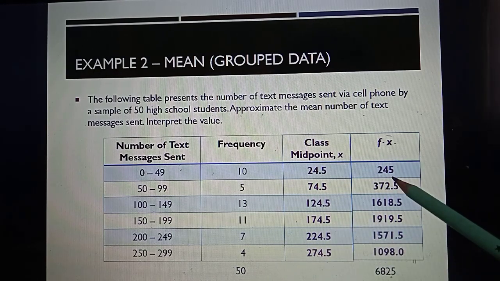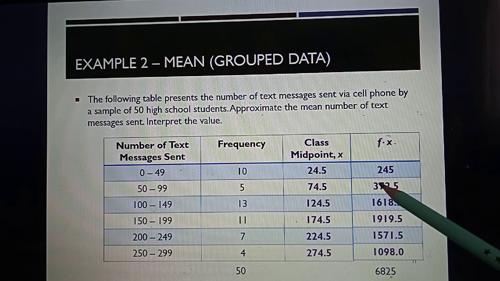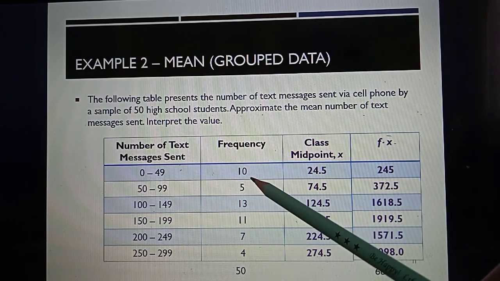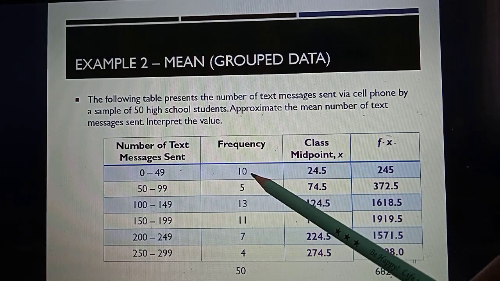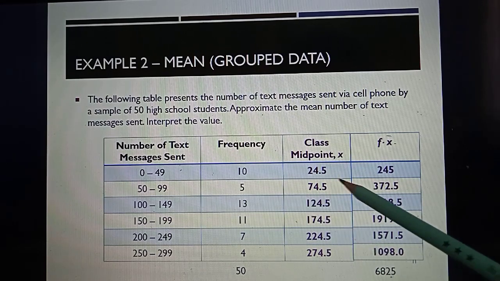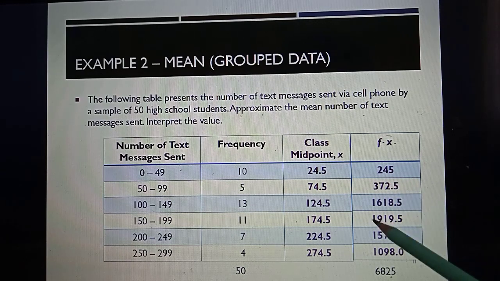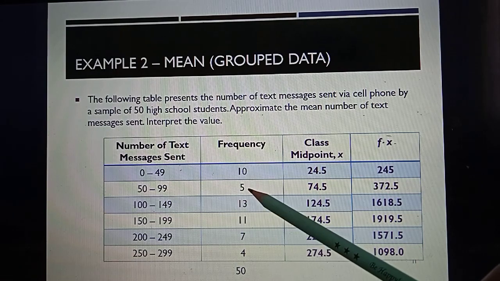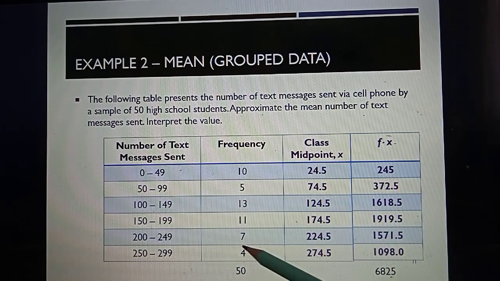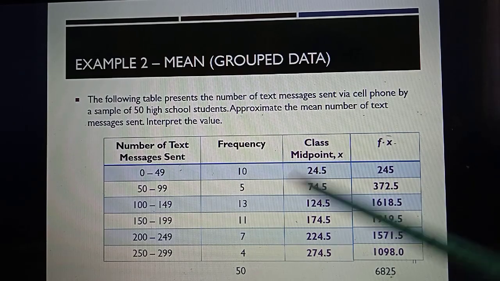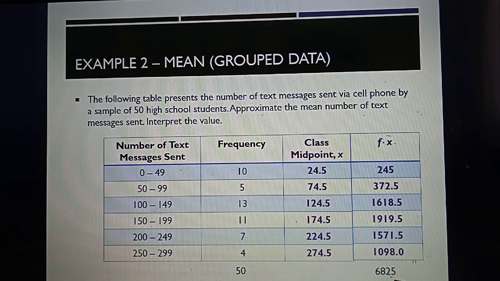And then the frequency, F, multiplied by the class midpoint, FiXi. So we get this value for F times X, and the rest is also the same for other classes. This one times this makes this one. Total of frequency is 50, total of Fx is 682.